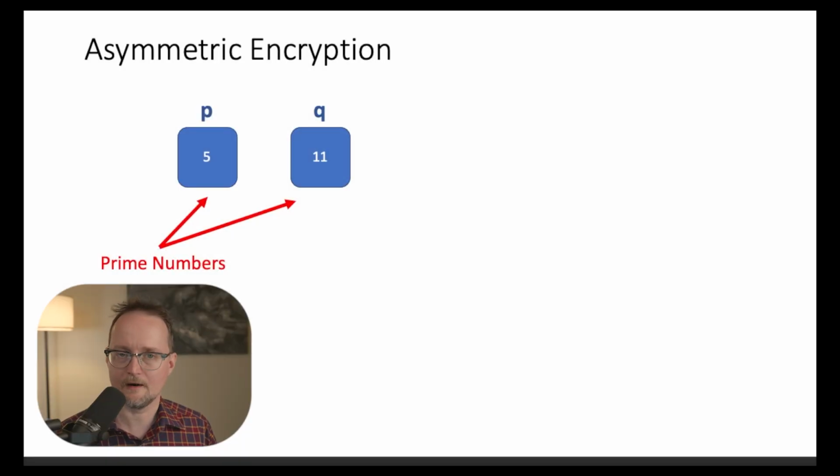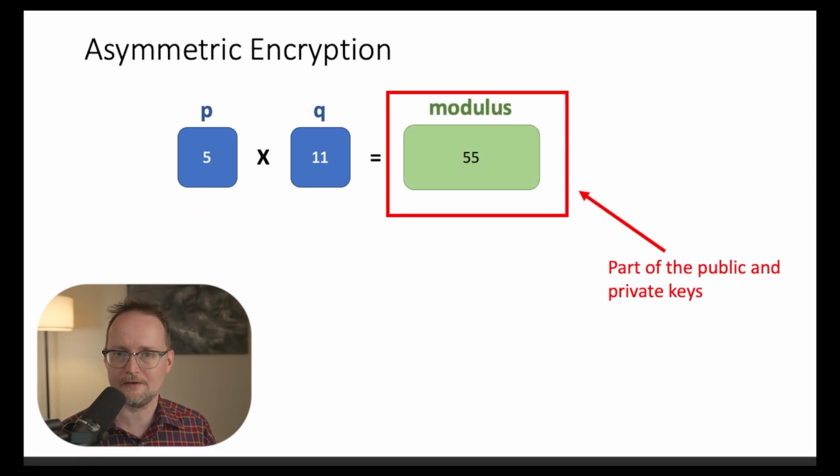Now let's create some keys to see how this works. So what we'll need to get started are two prime numbers. Usually these numbers are huge, but we'll start small with 5 and 11. In the next step, we'll multiply the two prime numbers together to give us something called the modulus. The modulus will be part of both the public and the private keys. And since it's contained in the public key, you don't have to worry about keeping it secret.